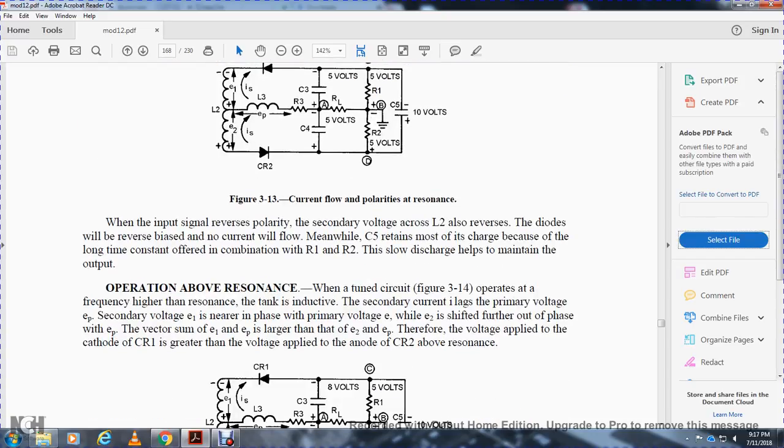Operation above resonancy. When the tuned circuit operates at a frequency higher than the resonance of the tank, the secondary circuit current lags the primary voltage. Secondary voltage 1 is nearly in phase with the primary voltage. Voltage 2 is shifted further out of phase with the primary voltage. The vector sum of voltage 1 and the primary voltage is larger than that of voltage 2 and the primary voltage. Therefore, the voltage applied to the cathode of diode 1 is greater than the voltage applied to the anode of diode 2 above resonance.